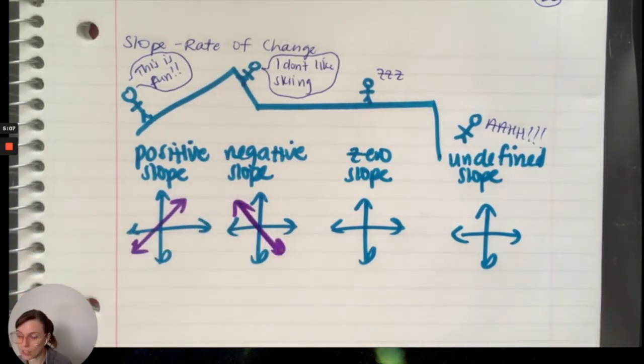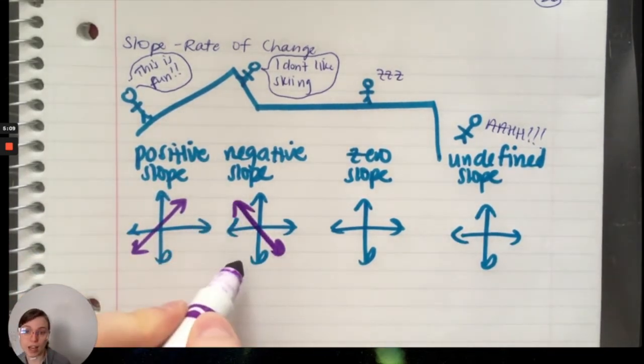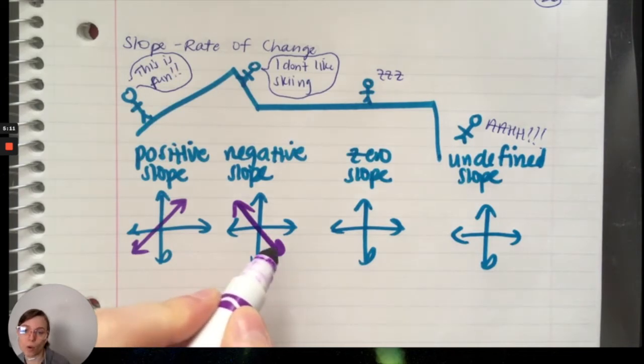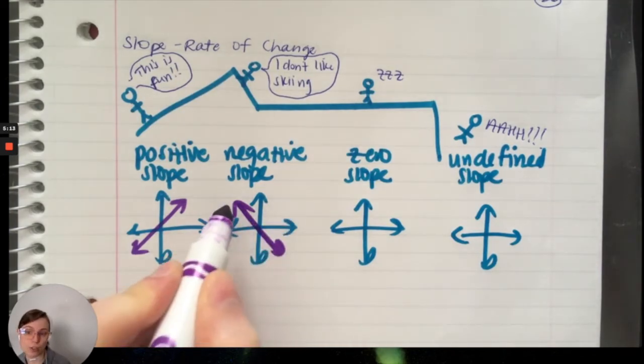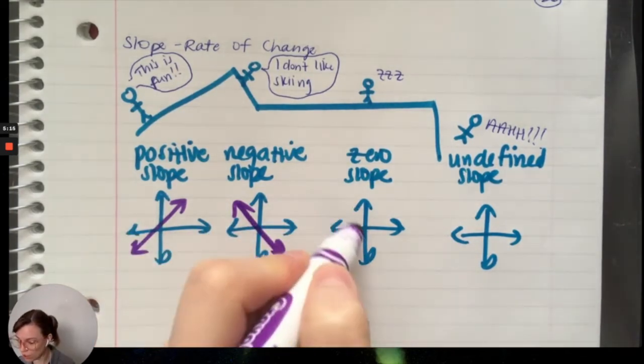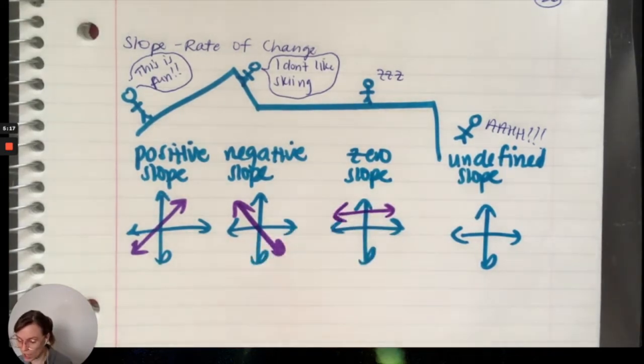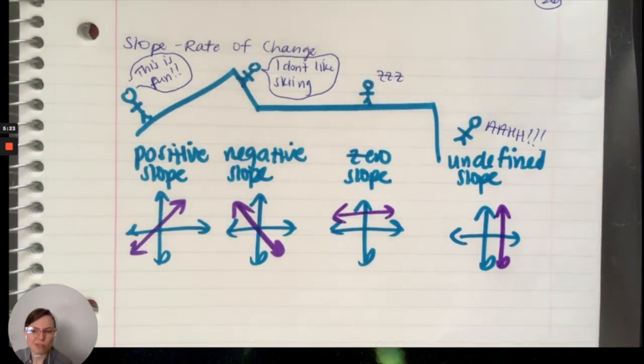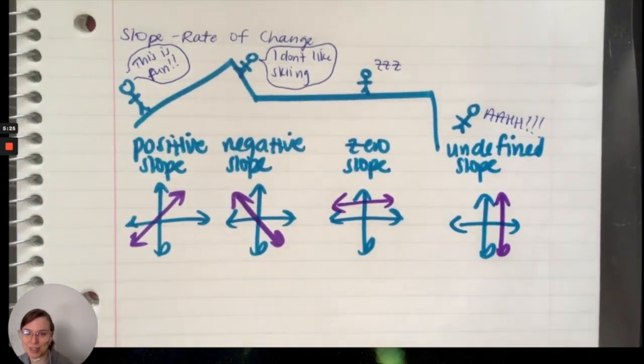Negative slope has only one negative, so you're either going down and to the right, positive, or you're going up and then to the left, which is that one negative. Zero slope is just any horizontal line. Undefined slope is any vertical line. And examples that would match roughly the sketches that I drew here.